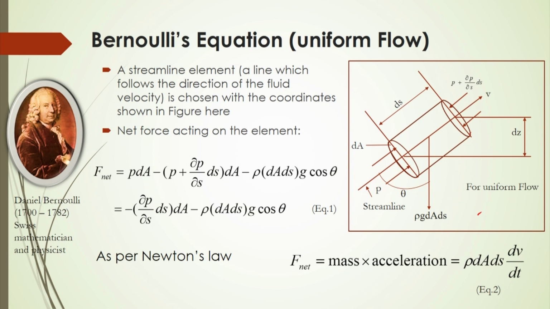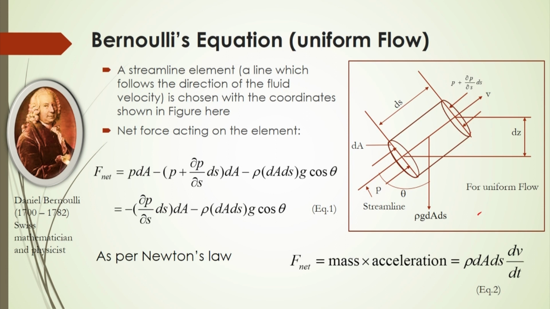Here, rho is the density of the fluid, dA is the small element of the cross section, and theta is the angle at which the pipe is inclined to the horizontal. This is your F net. Now, applying Newton's law, F net is equal to mass into acceleration, which is rho dA ds into dV dt.